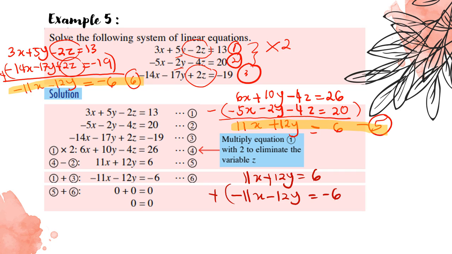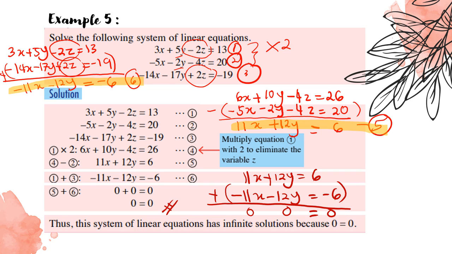Let's say I use addition. If I use subtraction, it does not eliminate variable x, so I use addition. So 11 plus negative 11 becomes 0. 12 plus negative 12 becomes 0. 6 plus negative 6 becomes 0. So here, 0 is equal to 0. So this system of linear equations has infinite solutions because 0 is equal to 0.